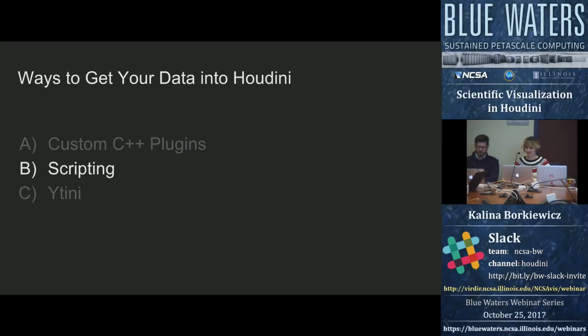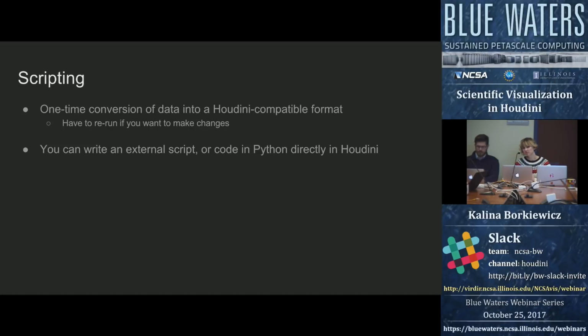So the second, perhaps easier, but a little less featured method you can do is scripting. And if you're scripting, you'll likely just want to run the script on your data one time to convert it into a Houdini-compatible format. I'll describe a couple of those formats. But then if you want to change things like the resolution or falloff or interpolation, you'll have to rerun your script manually rather than directly in Houdini, so it's kind of an extra step. And you can write these scripts externally, or you can actually code in Python directly inside of Houdini, because it comes with that. So you don't have to install anything else if you don't already have Python.